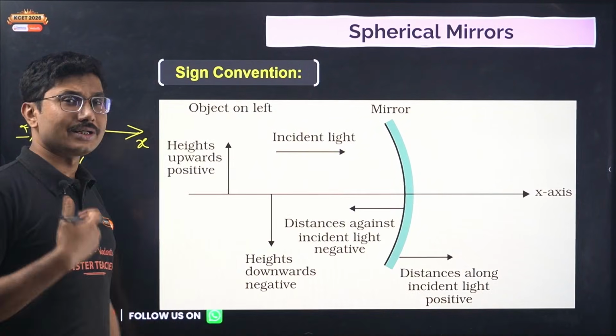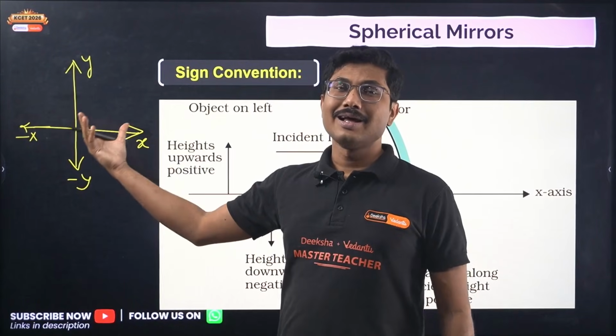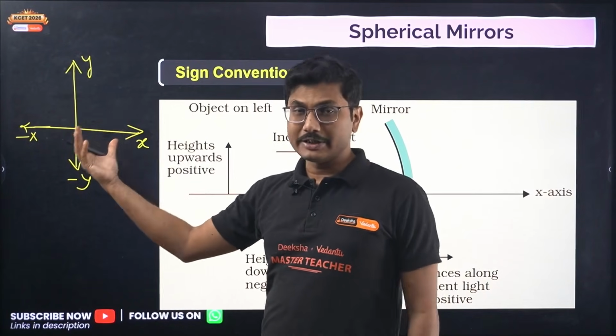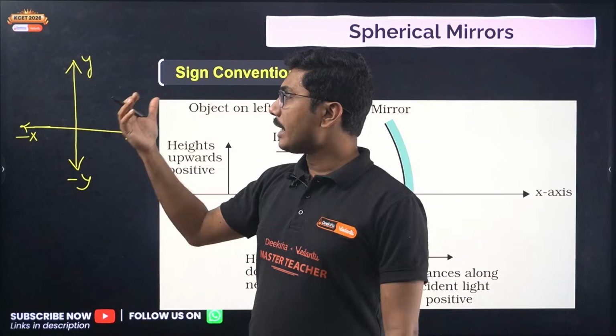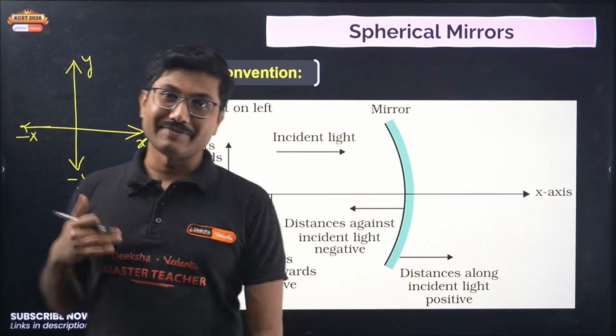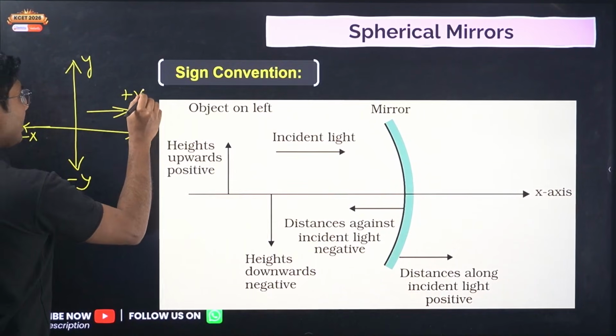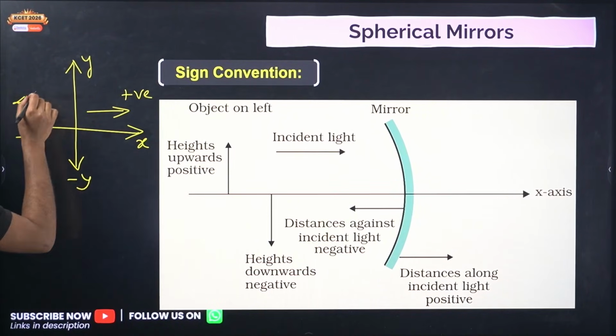So this is called the Cartesian sign convention, because this system is the Cartesian system, Cartesian coordinates. Okay, Descartes is the person who developed this coordinate system, and that's why it is called the Cartesian sign convention. So any distances along the positive x-axis are positive, any distances along the negative x-axis are negative.